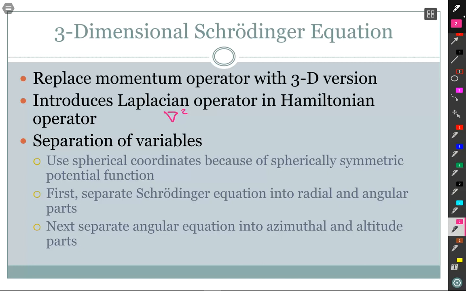So we first separated the Schrodinger equation into the radial part and the angular parts, because we had 2 angles in our spherical coordinates. And then we took the angular parts and separated those into the azimuthal and the altitude part. And each one of those separations introduced a quantum number. We had l here, and then we had m that came from separating the azimuthal, and then it was from solving the radial equation that we got n. So that's where we introduced them.